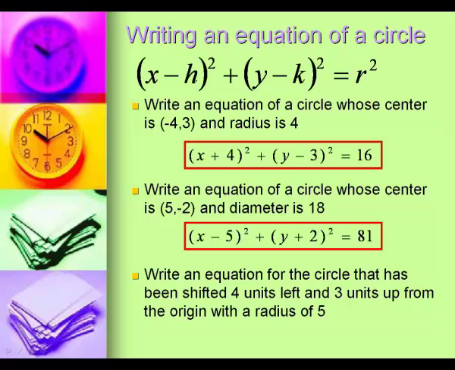On the last one, we are shifting left 4, which is negative 4. We are shifting up 3, which is plus 3. And we want to tell where the center is and what the radius is.